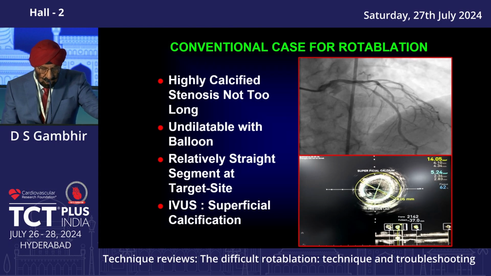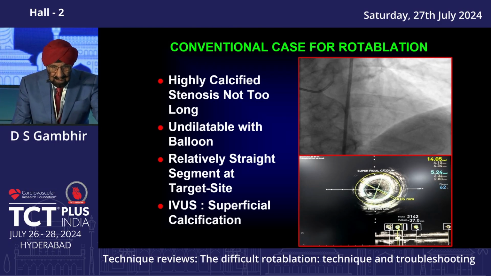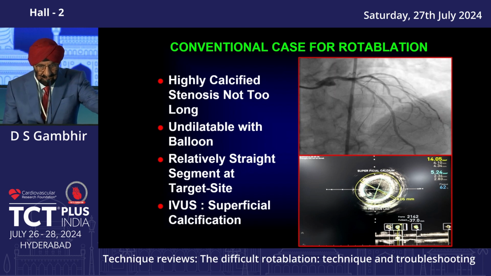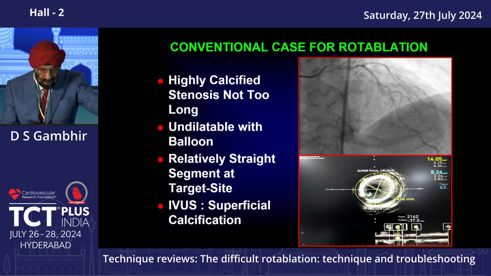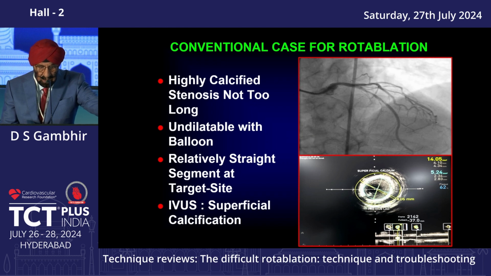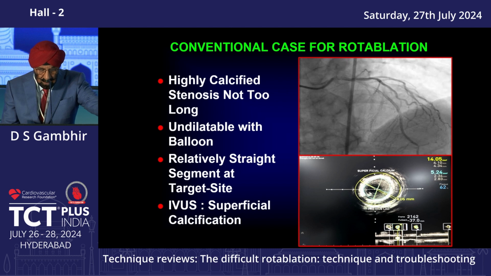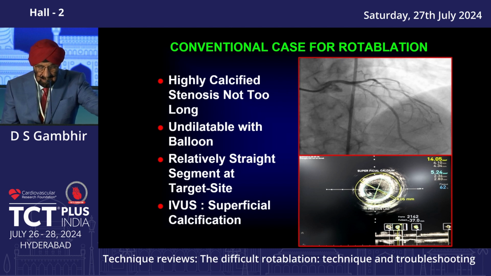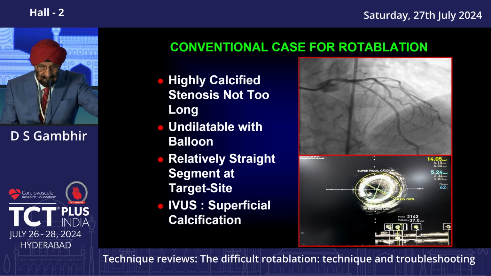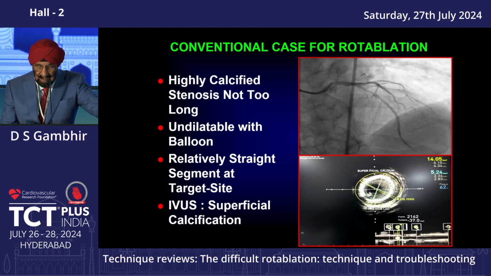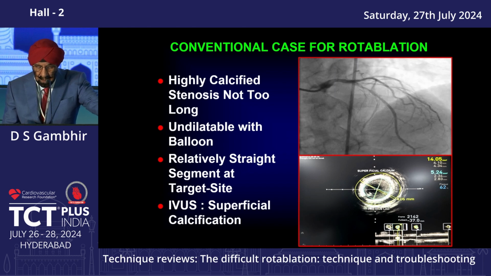Now, conventionally, when you do rotablation, this is the kind of case that you do. The patient is selected on the basis of his angiographic appearance. You can see here that this patient has a highly calcified stenotic lesion which is not too long. That is one of the important criteria. Undilatable with balloon, a relatively straight segment at the target site, and IVUS, if you have it, shows superficial calcification as shown in the IVUS pictures below.